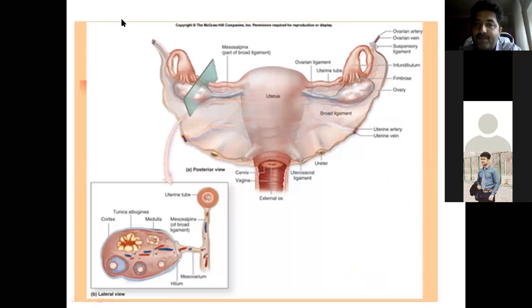See this diagram. This is the ovarian ligament. And this ligament here is the suspensory ligament, in which your ovarian artery, veins, and nerves are present. Okay. This is the broad ligament. This whole sheet which is covering, this is the broad ligament. And this is the uterine artery. See, uterine artery is coming, giving blood supply to here.